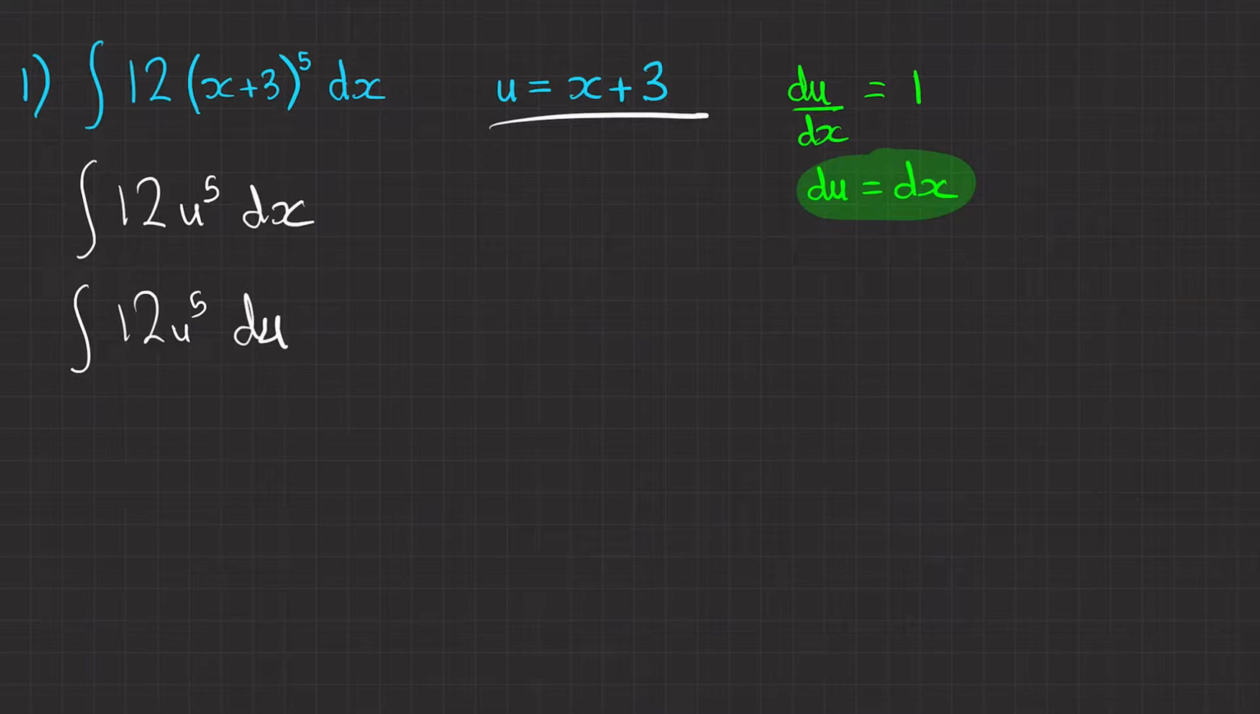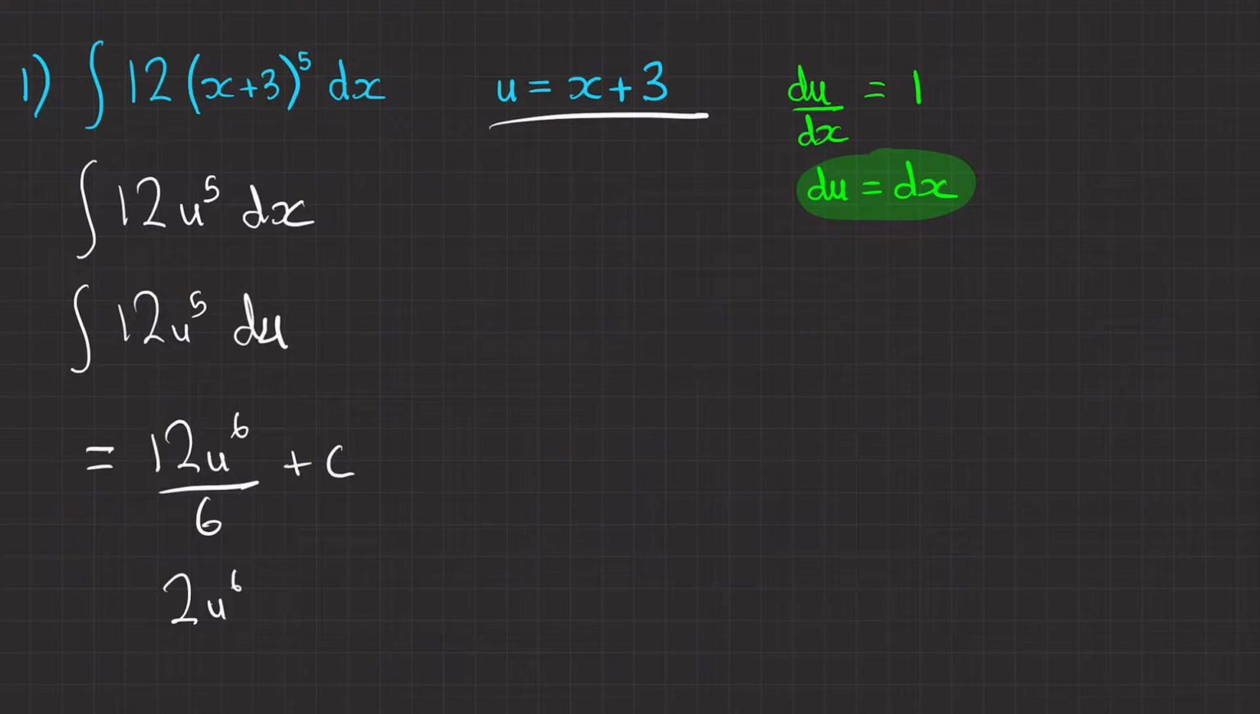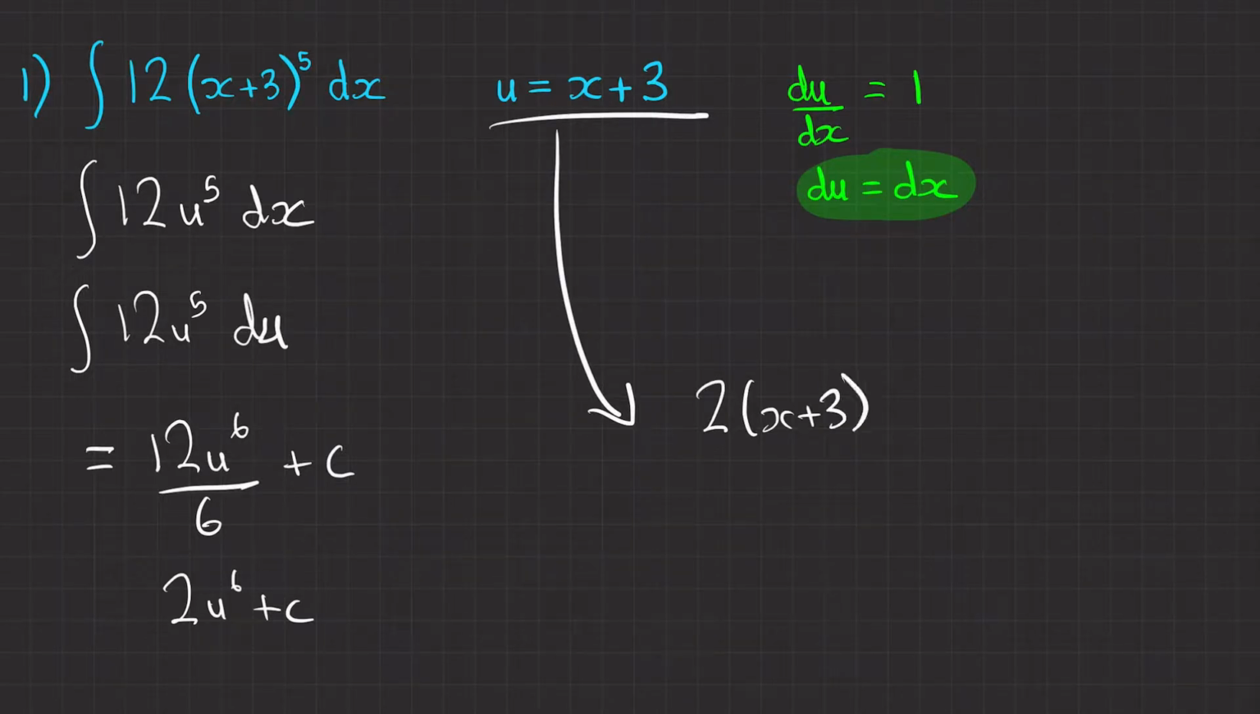We can nicely integrate this now, so we'll have equals 12u to the 6 over 6 plus c, which just simplifies down to 2u to the 6 plus c. We can now substitute in our u value, so we'll have 2 lots of x plus 3 to the 6 plus c.